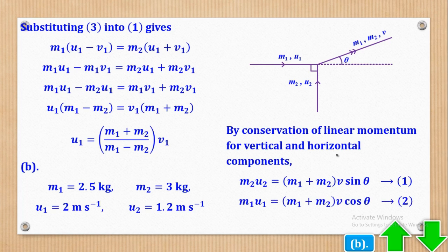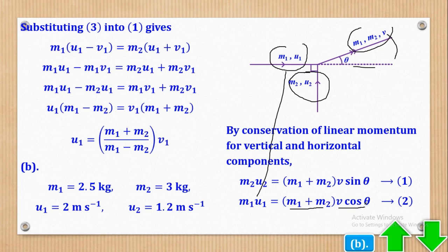What about along the horizontal? So along the horizontal, this one is entirely vertical, so it cancels out. You remain with M1U1, which is there. Then here you resolve the velocity to the horizontal. When I resolve the velocity to the horizontal, it will have cos. So here it becomes M1 plus M2, which is the total mass, multiplied by V cos theta, which is the horizontal component of the resultant velocity.